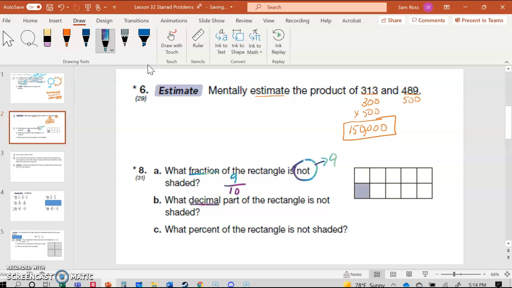It says what decimal part is not shaded. So to go from here to here, I need to divide. 10 goes into 9, and this becomes 0.9. And then what percent is not shaded? So to go from here to here, I have to multiply by 100. So 0.9 times 100 is equal to 90%.